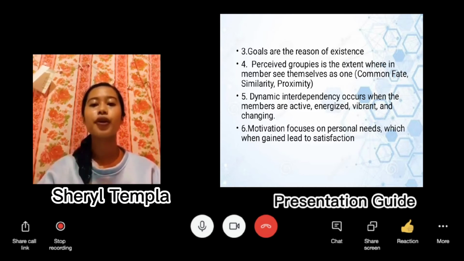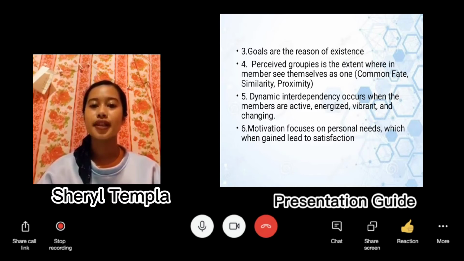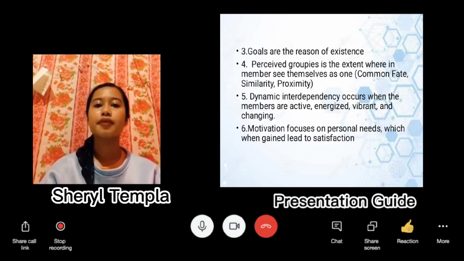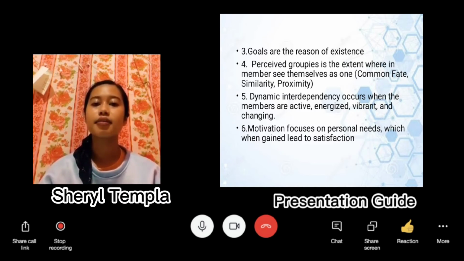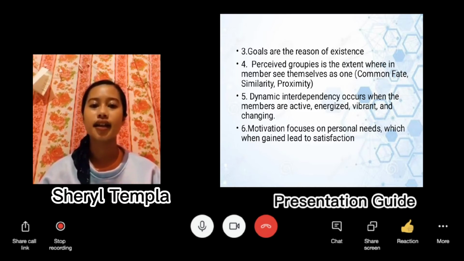So, number 4, perceived group is the extent wherein members see themselves as one, which is common faith, similarity, proximity. So, dapat naay motivation sa isa ka group nga dili lang sila individual na mo face og challenges but they are as one. So, dapat kung kaya sa usa, kaya sa tanan.